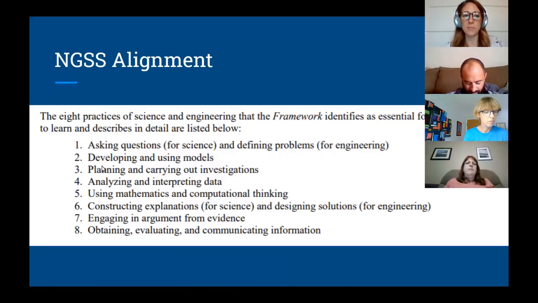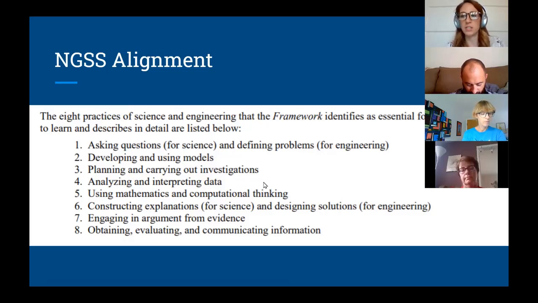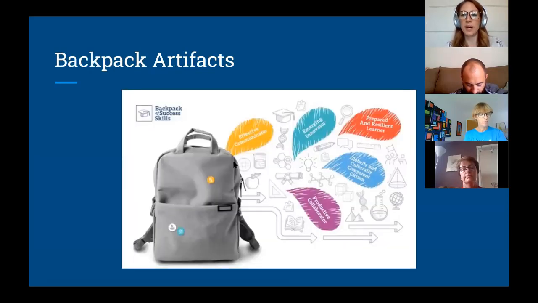As far as NGSS alignment goes, this one should have been pretty clear. We were working with SEP2 and SEP4, but I just want to point out that anytime you're doing any of these SEPs, they're going to be embedded within an activity. So you want to make sure that you're very explicit about setting them up and following them up, so that students are not only using the skill, but using the skill to link to the anchoring phenomenon or the phenomena in general.